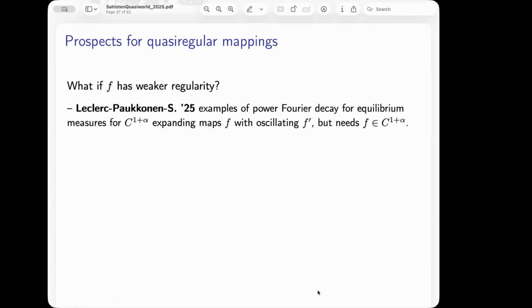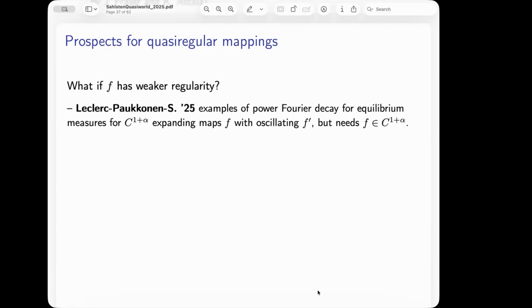Then come the even more speculative slides: some prospects for quasi-regular mappings. What if this F is not anything like what we've seen, and we are in an even less regular setting, like a Sobolev map, where the derivative can be constructed only weakly or something of this type?